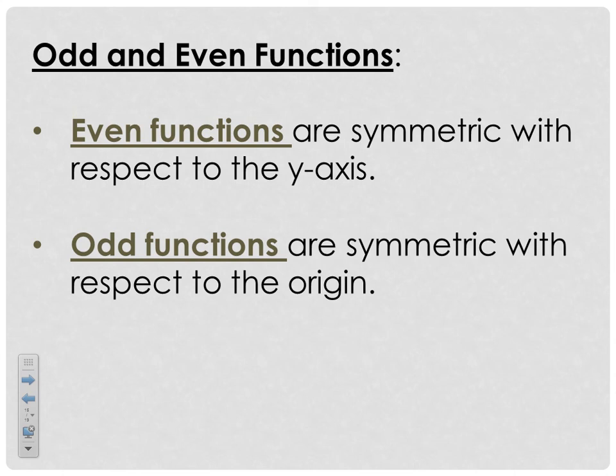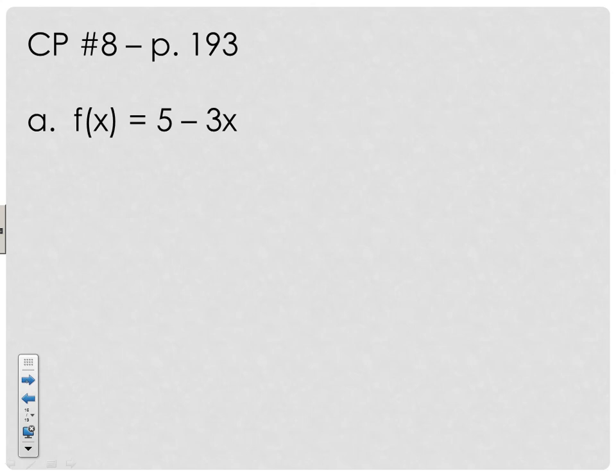Odd functions are symmetric with respect to the origin. Now remember, that symmetry meant that if you subbed in negative x and negative y to your function, it returned to what it originally looked like. Okay, so we're using that symmetry from chapter 1 again. Let's play around with this a little bit. There are 3 checkpoint problems on page 193 that deal with this. I'm going to do all 3 of them with you.